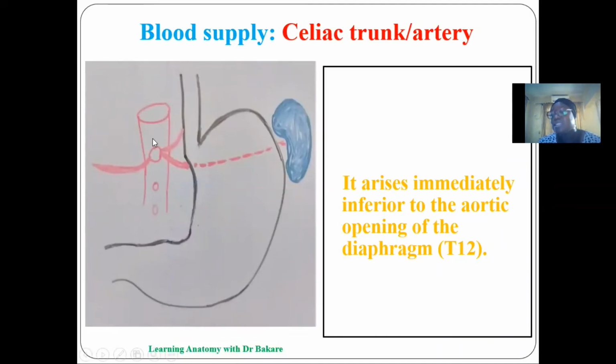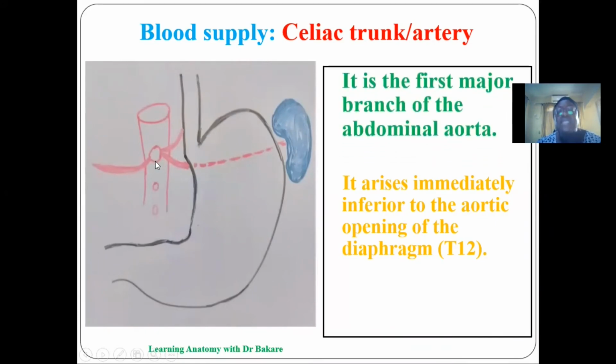The celiac trunk is a branch of the abdominal aorta. So this is the abdominal aorta. And from the abdominal aorta, we have the celiac trunk. This is the celiac trunk that supplies structures of the foregut. And inferior to the celiac trunk, we have the superior mesenteric artery that supplies organs of the midgut. Then we have the inferior mesenteric artery that supplies organs of the hindgut. But because the stomach is one of the organs of the foregut, it would be supplied by branches from the celiac trunk. So this is the celiac trunk.